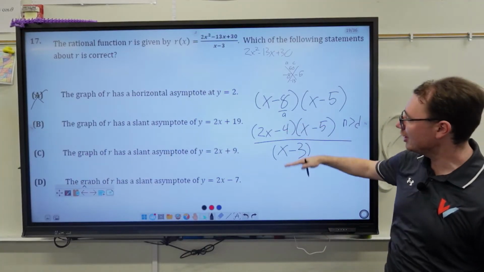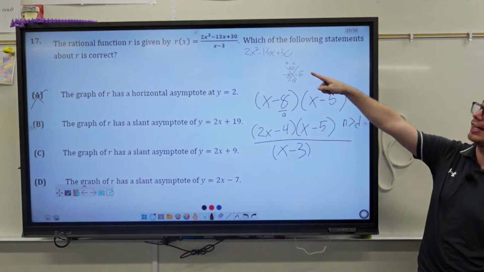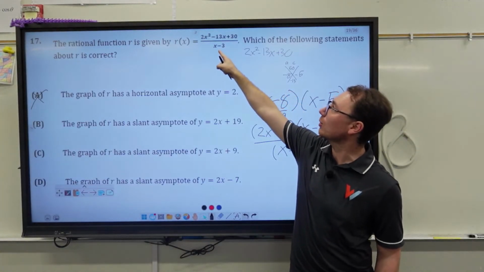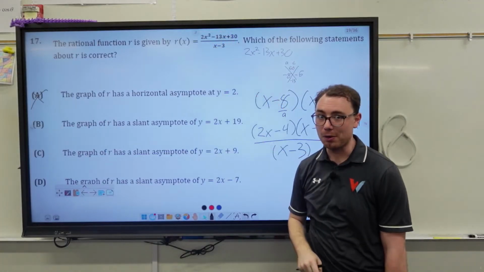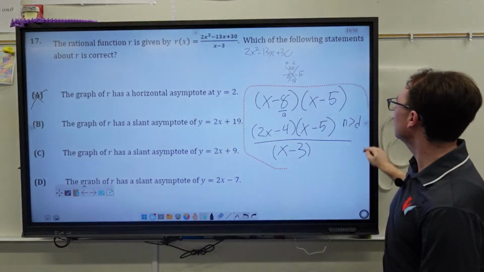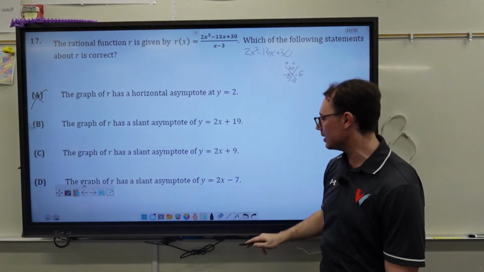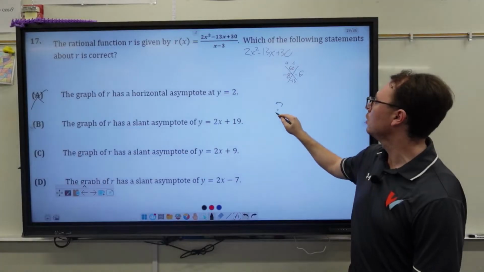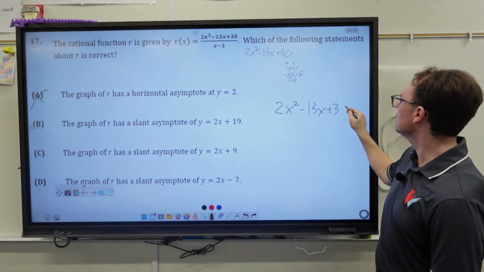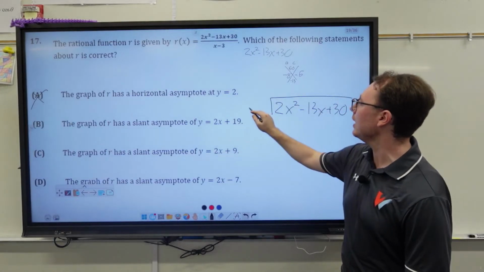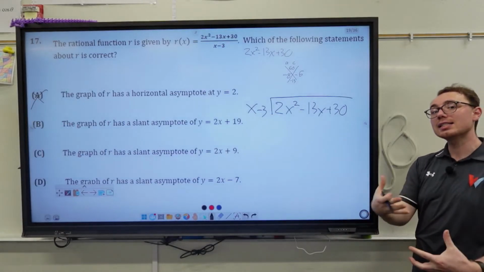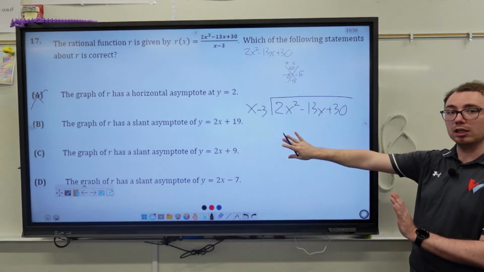For this factored version, this doesn't really help us when it comes to dividing that into there. We're going to try and divide this x minus 3 into that polynomial. When we do that, we use that long division. So for the long division itself, all we take is that top numerator of 2x squared minus 13x plus 30, and we're dividing this x minus 3. And we're still using that same kind of format of this long division.